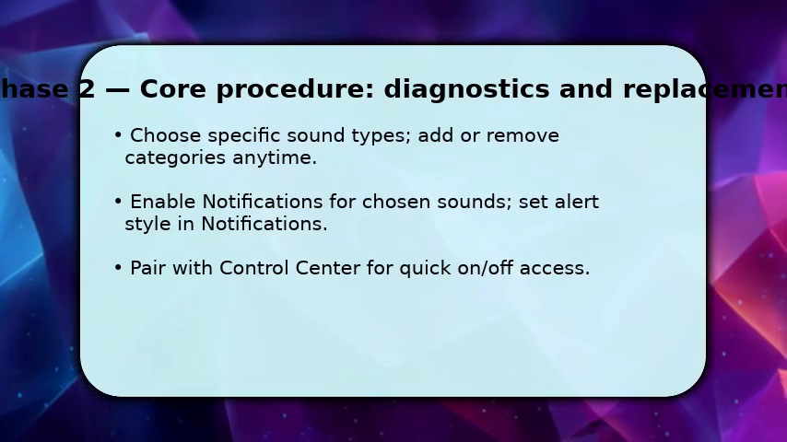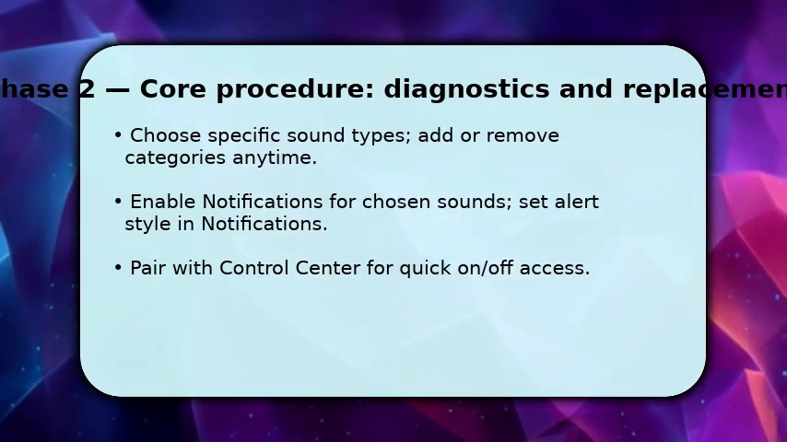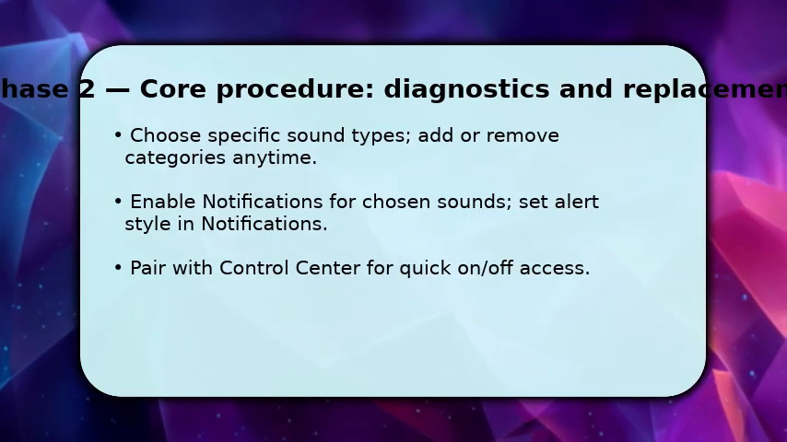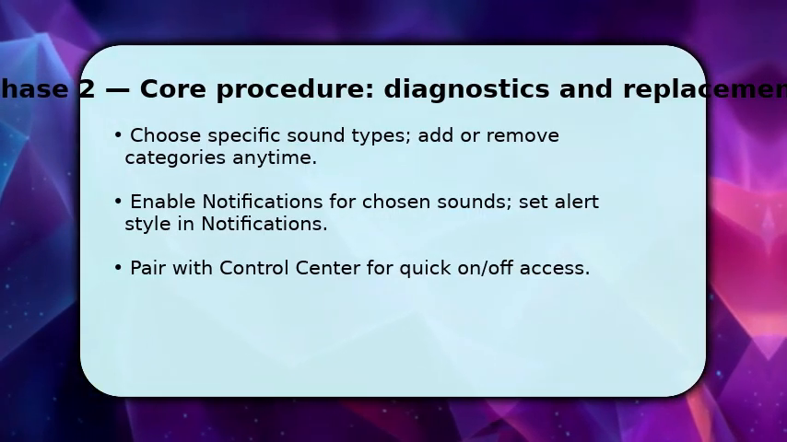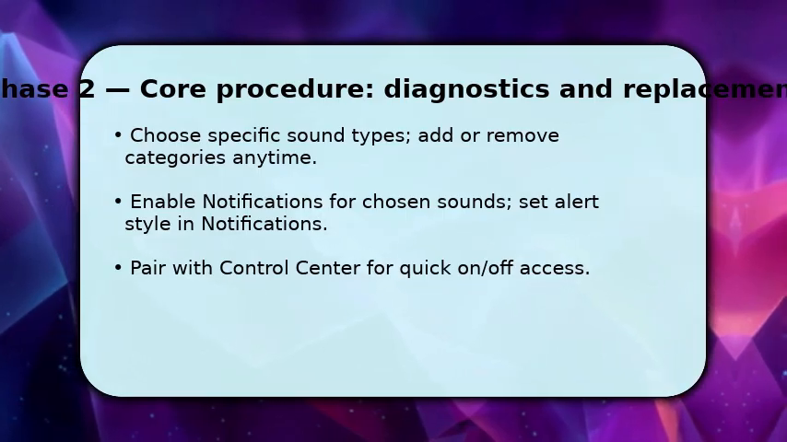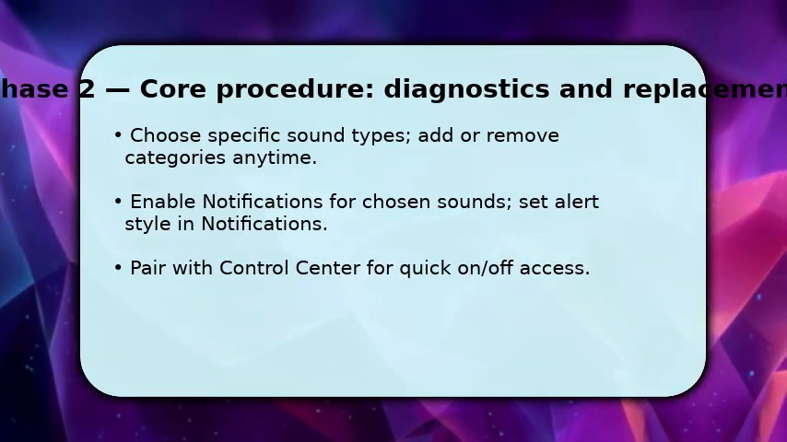Next, customize which sounds you want your phone to identify. Open Sound Recognition and pick from the list. You can add or remove categories at any time. Once selected, enable notifications so the phone will actually alert you.